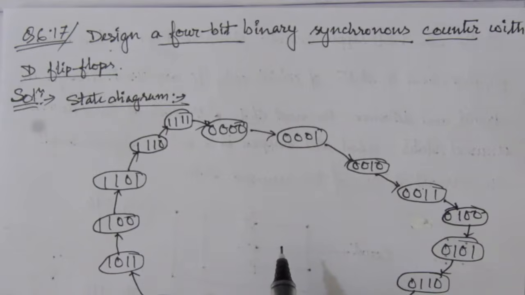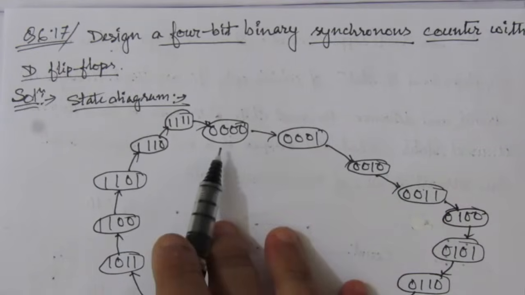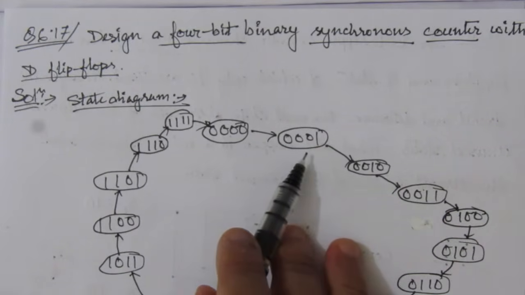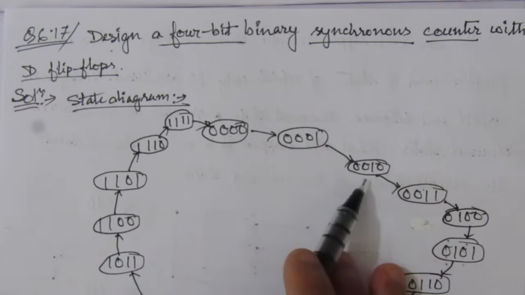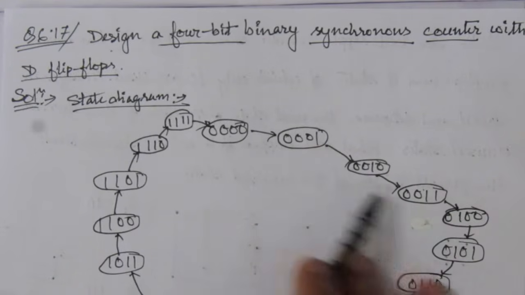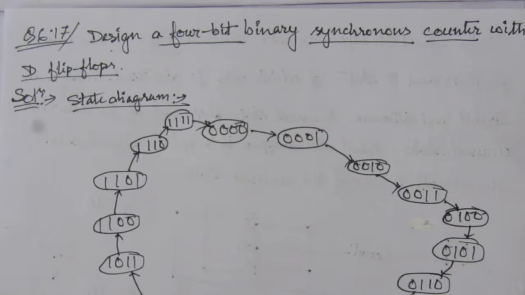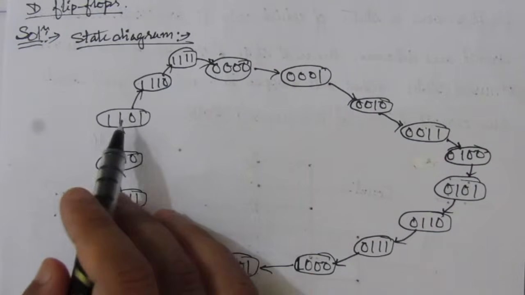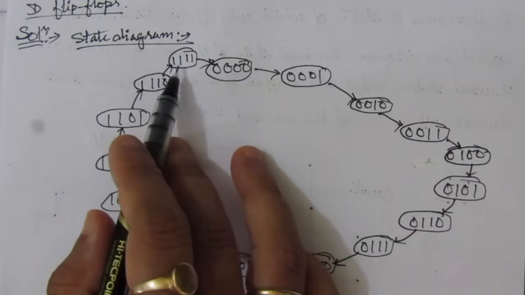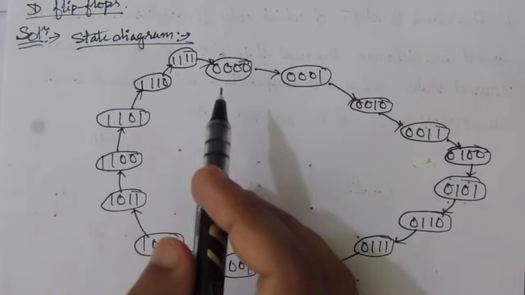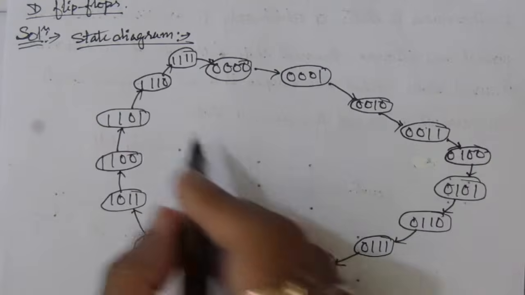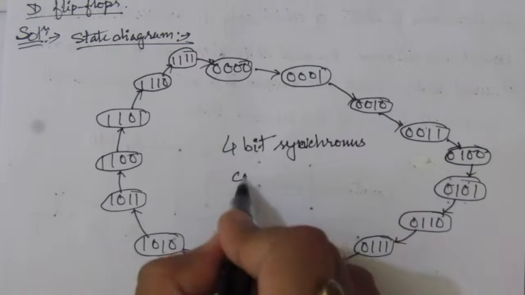This 4-bit counter will start from, suppose, 0000, then it will go to 0001, then 0010, that means 0, 1, 2, 3, 4, 5, 6, 7, 8, 9, 10, 11, 12, 13, 14, 15, and after 15 it should go to 0000. So this is the state diagram of this 4-bit counter.